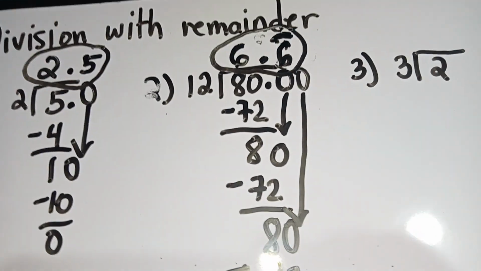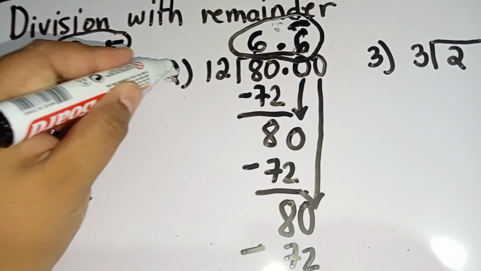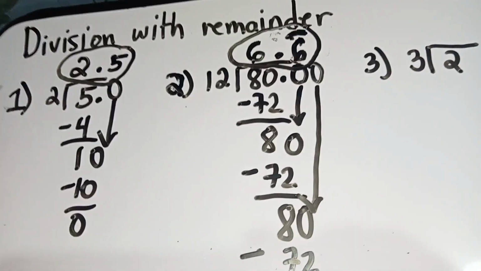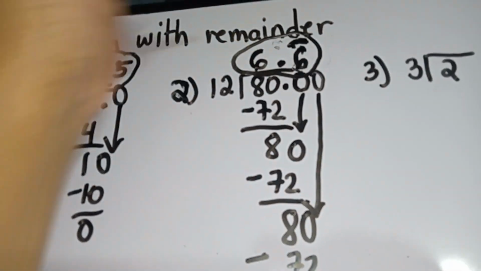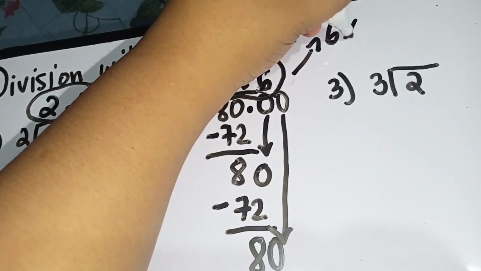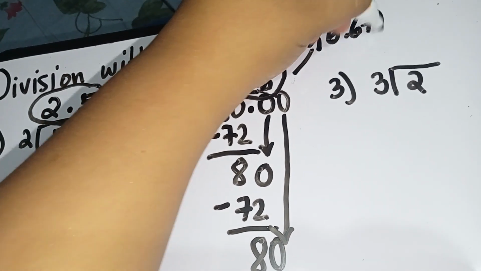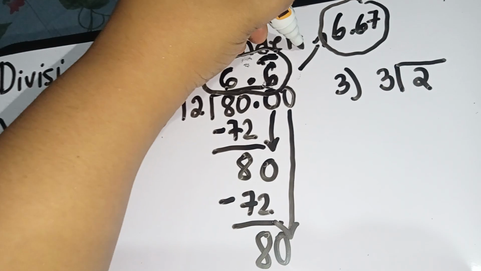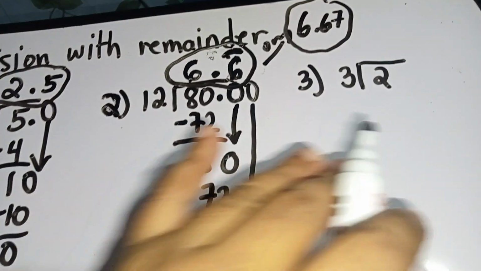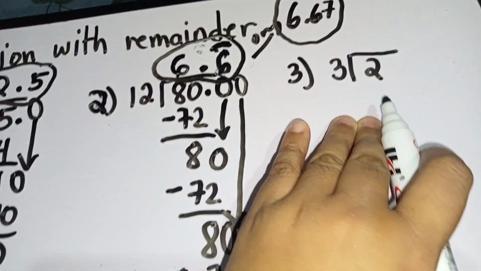Okay, so 6.6 repeating. Or in some cases, if the instruction told you to round off your answer to 2 decimal places, if we're going to round off, that would be 6.67. Okay.